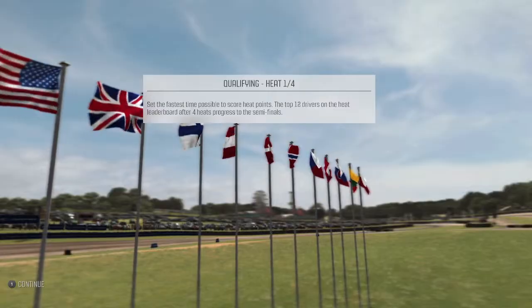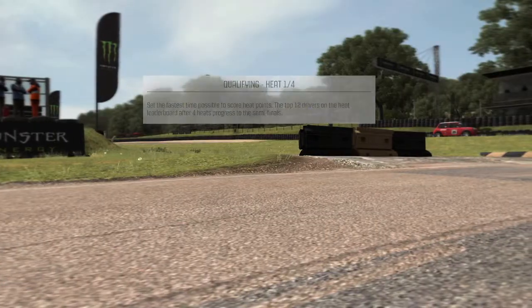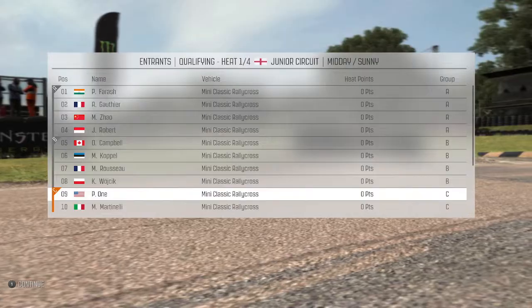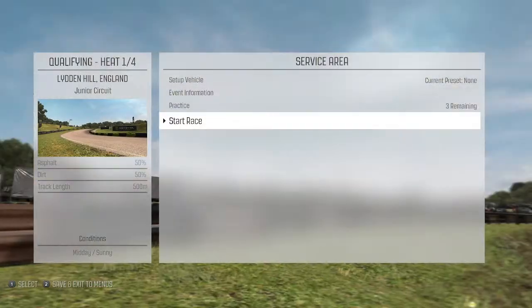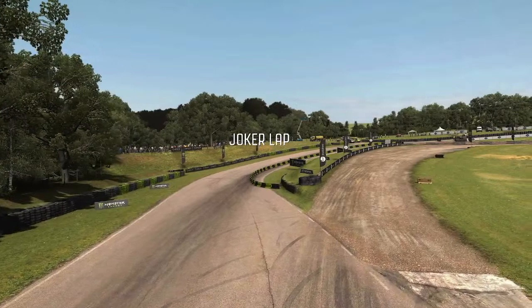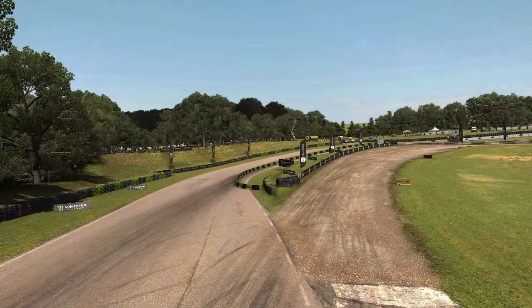Just the fastest possible time to score heat points. Top 12 drivers in heat, okay. P1, player 1. Use the Joker lap to your advantage. You only need to take it once. If you miss it, you'll get a time penalty.